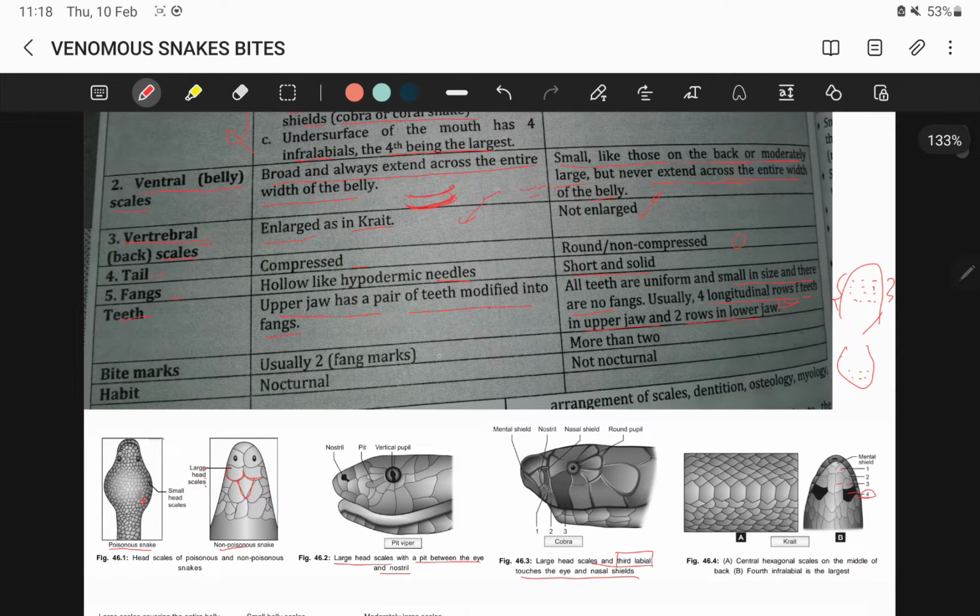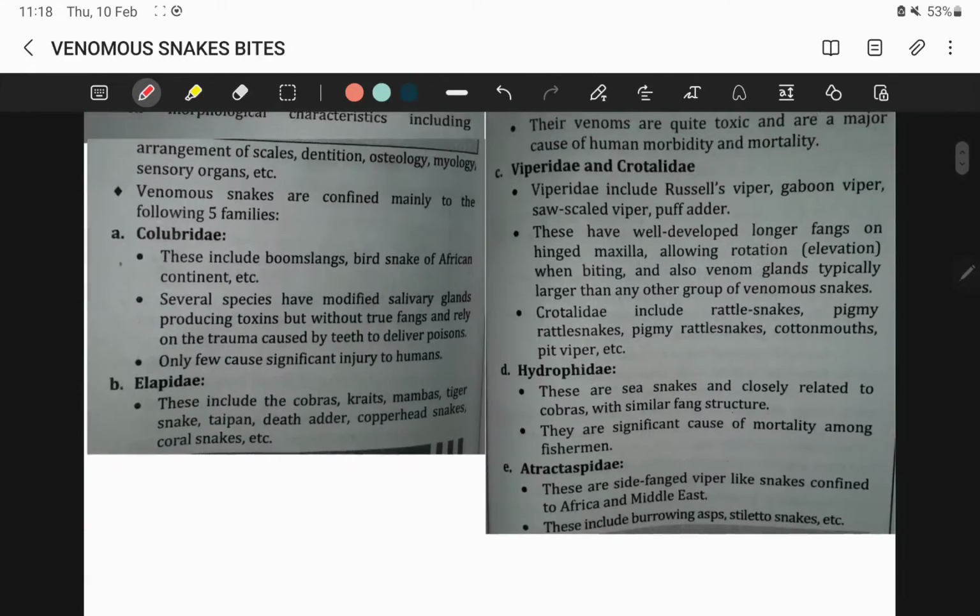If a poisonous snake bites, there will be only two fang marks, but with non-venomous snakes there will be more, like this. And then the habit is nocturnal. Venomous snakes are mostly nocturnal, and non-venomous snakes are non-nocturnal. Okay, so I hope you get that.